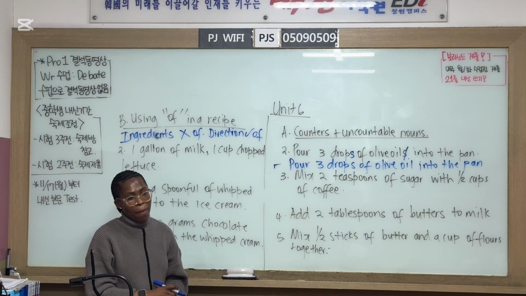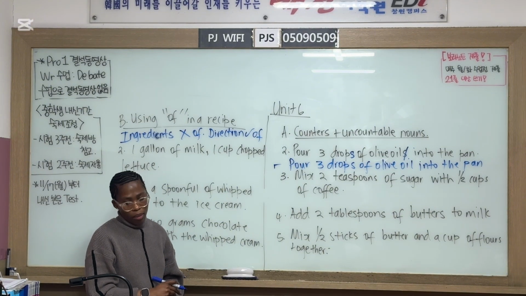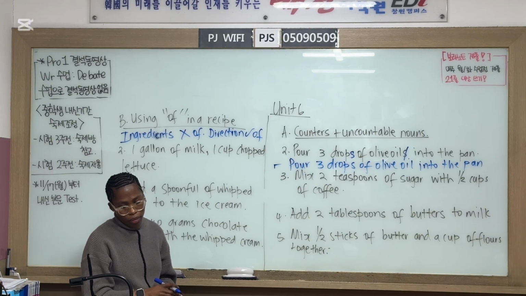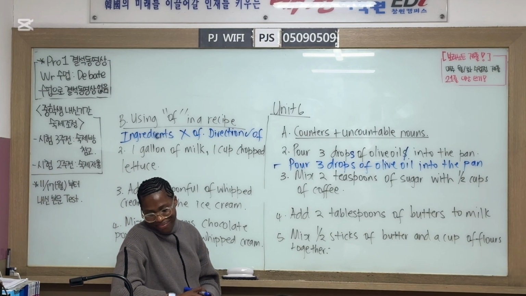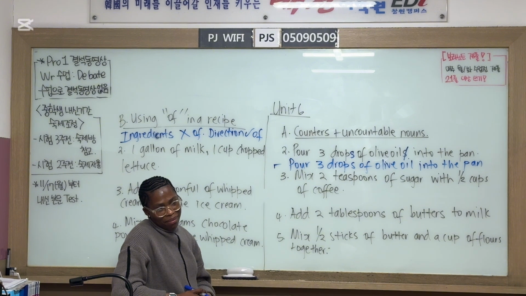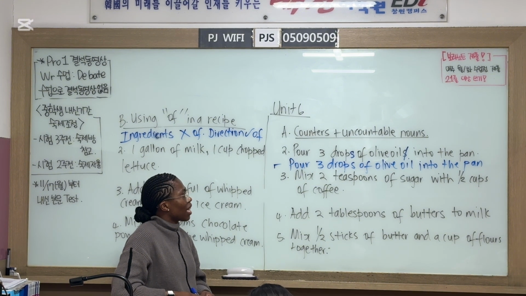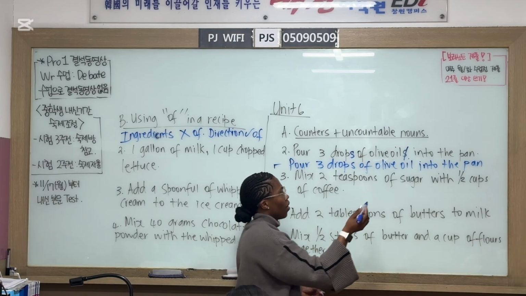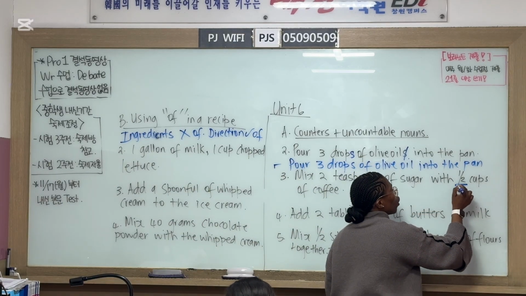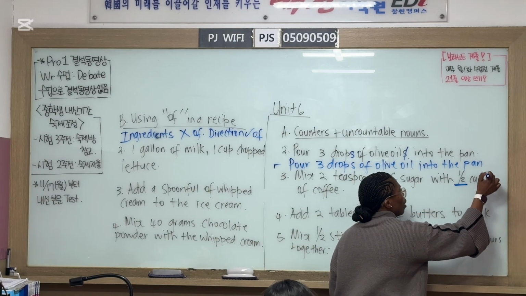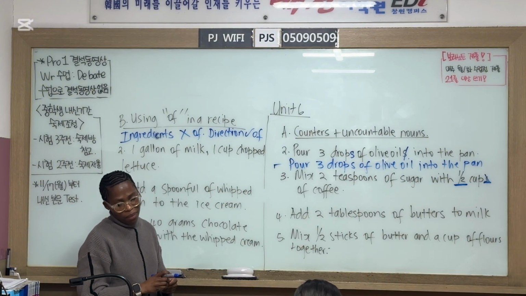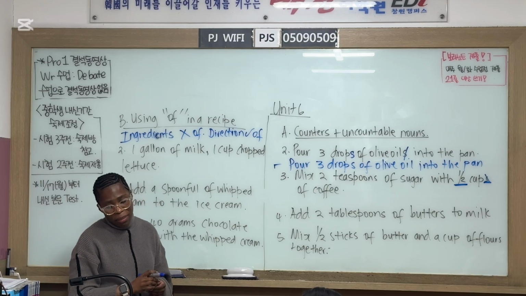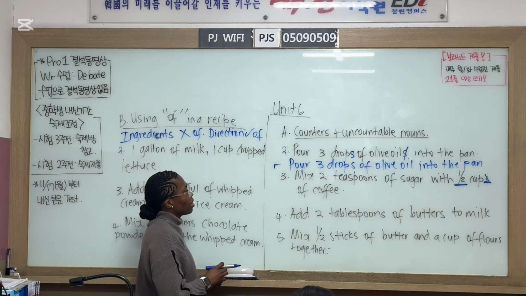And number 3, mix 2 teaspoons of sugar with half cups of coffee. Mix 2 teaspoons of sugar with half a cup of coffee. So what am I deleting? Delete the s. So this is a half, it's not 1, so no plural. So we have to delete s. What else? Is that the only mistake? No. What's the other mistake?